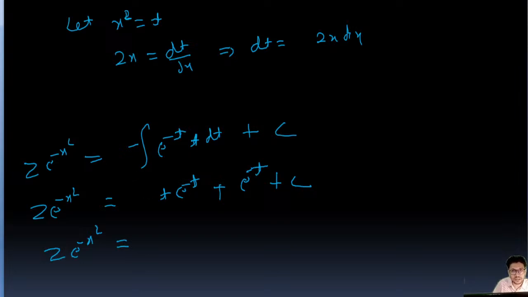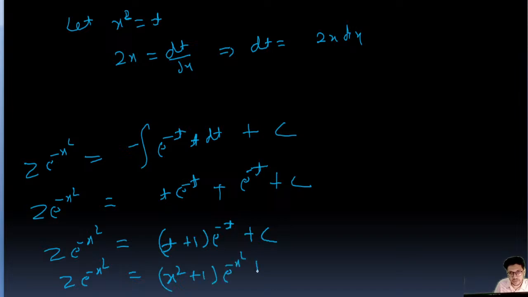So this is going to be e to the power t, we can take common, so (t plus 1) e to the power minus t plus c. So it is equal to e to the power minus x square. Now we just replace t by x square, because that is the actual one. (x square plus 1) e to the power minus x square plus c.